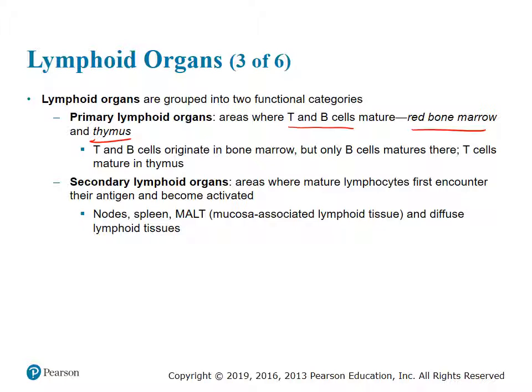Okay? We know that, because we went through blood, we know that all white blood cells get made in the bone marrow, right? Red bone marrow, right? All white blood cells, including B and T cells. The B cells stay in the red bone marrow and mature there. The T cells go to the thymus and they mature there. Okay?